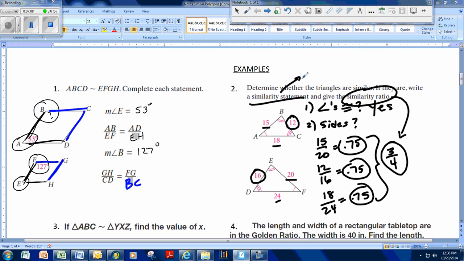Now we can write the similarity statement, which is going to be triangle ABC is similar to triangle, and I want to put this in the same order. A matches F, B matches E, and C matches D. So triangle ABC is similar to triangle FED.